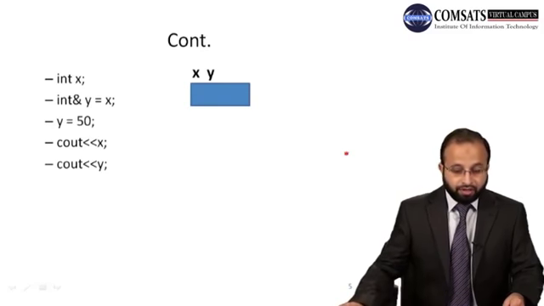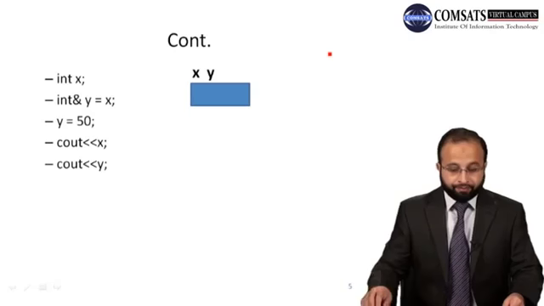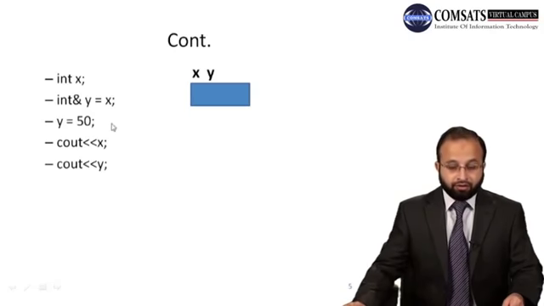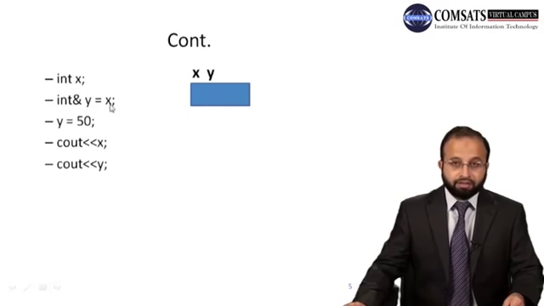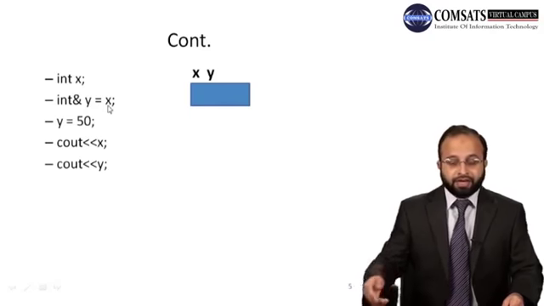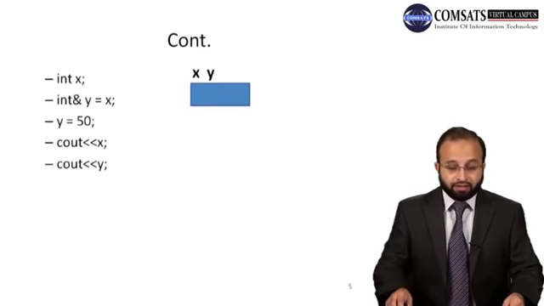So this is a must condition that you must specify: int &y is a reference variable. When you create a reference variable, you must initialize it. You must initialize the reference variable with some variable for which it becomes a second name, for which it becomes an alias, right?